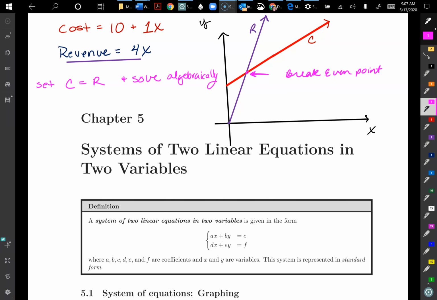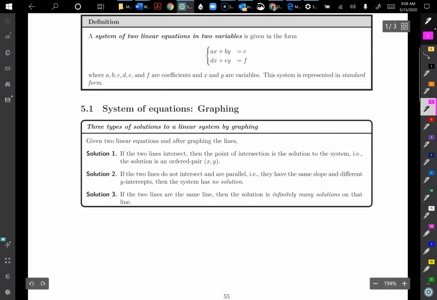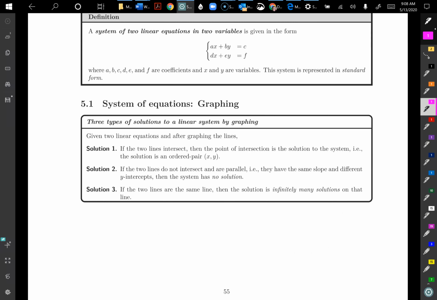Okay, now we're going to look at this skill work involved in 5.1. If we have two different equations with two different variables, you can graph those lines and figure out a solution, just like I showed you in the intro video. If you haven't watched that one, make sure you check it out or read through the book.